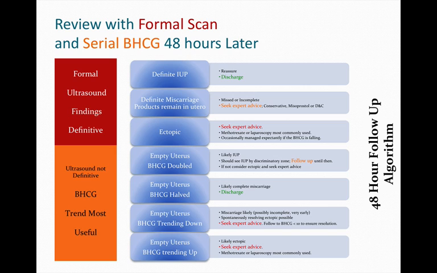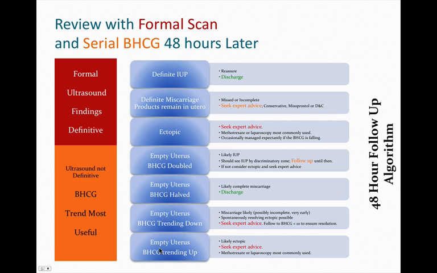The other thing that this could be is a spontaneously resolving ectopic pregnancy, because sometimes an ectopic in the tube forms and then just doesn't grow, and the beta HCG just gently trends down by itself, and you can actually just follow it until the beta HCG is down to 10 without doing anything. But in this group, where the beta HCG is going down slowly, you should seek expert advice.